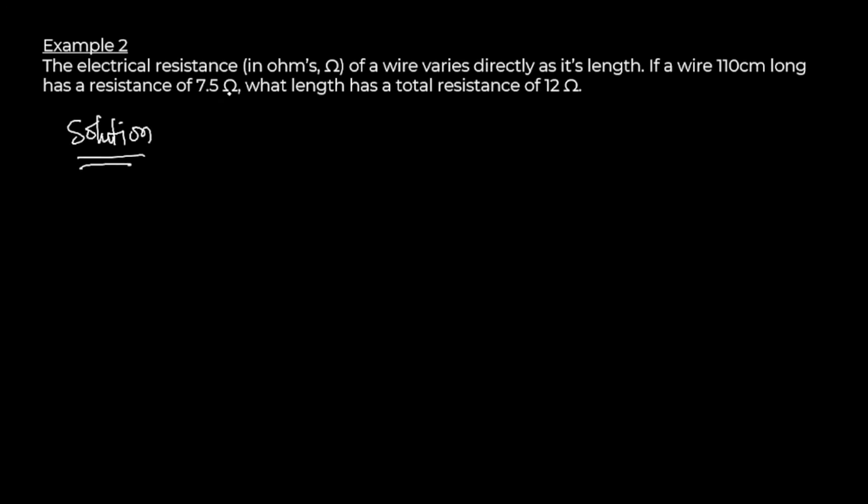So we have the electrical resistance. We can see over here that we've not been given any variable to represent our electrical resistance and the length of the wire. So it is advisable to define your quantities and denote them with a variable if one is not given in the question. So for us to do that, let small r be our electrical resistance.